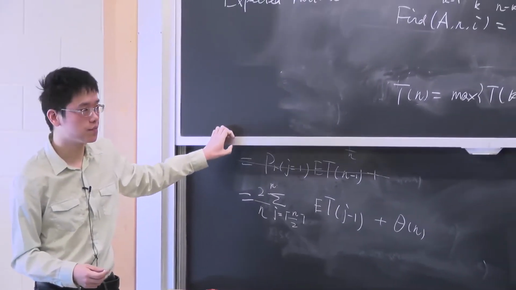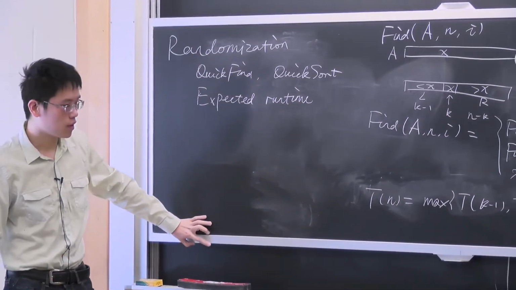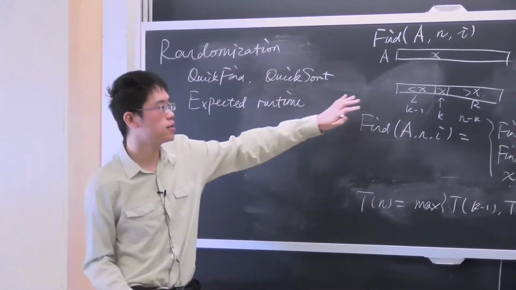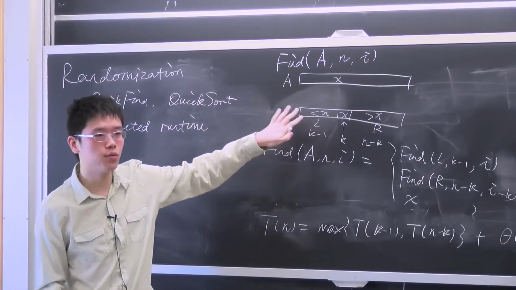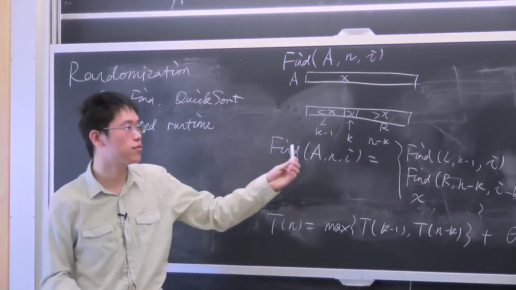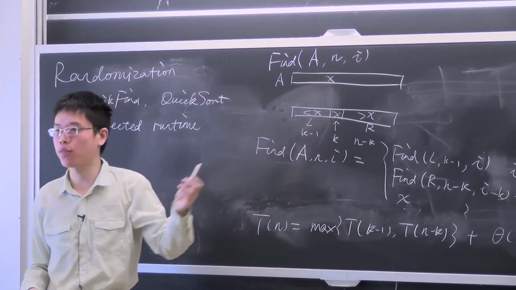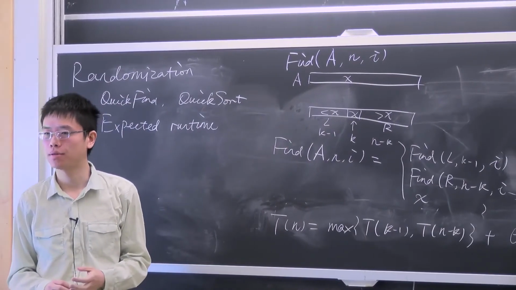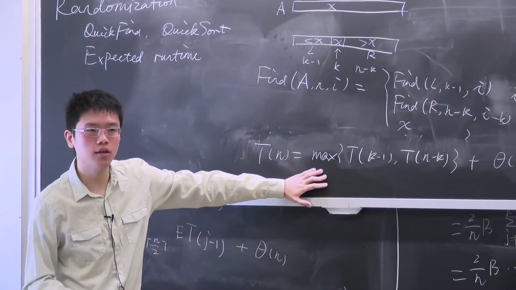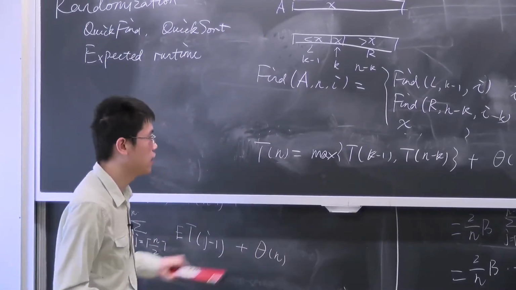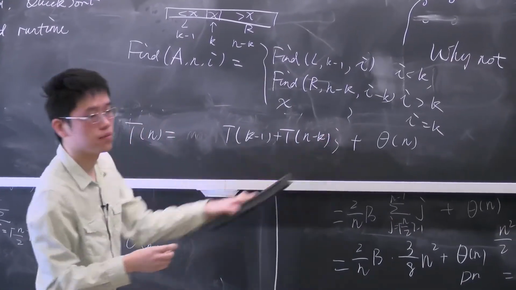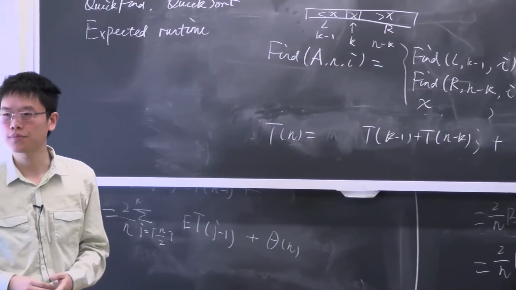Now let's look at quicksort. Quicksort is very similar. The only difference is that once I put all the smaller elements on one side and the larger elements on the other side, instead of going into one of them, I have to sort both. So the only change is that instead of taking the max here, I need to add them. Correct?